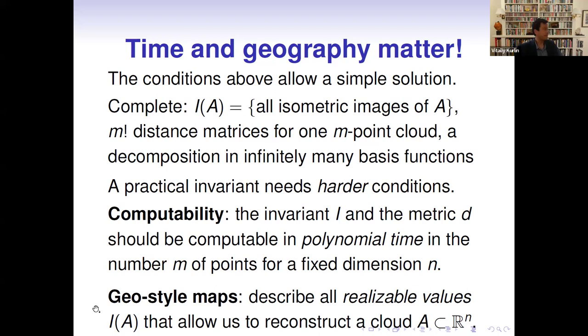But also the final condition, which is stated rather informally here, means that we would like not only a complete, continuous, and computable invariant, but also a simple enough invariant. What does simple mean? Simple means that we can describe the space of realizable values of these invariants. For example, imagine we use interpoint distances. What values of distances are realizable? We cannot take value zero or even negative, so these values are obviously forbidden, only positive values. But even with positive values, there is a triangle inequality that we should satisfy for any three points. So it becomes non-trivial in principle.